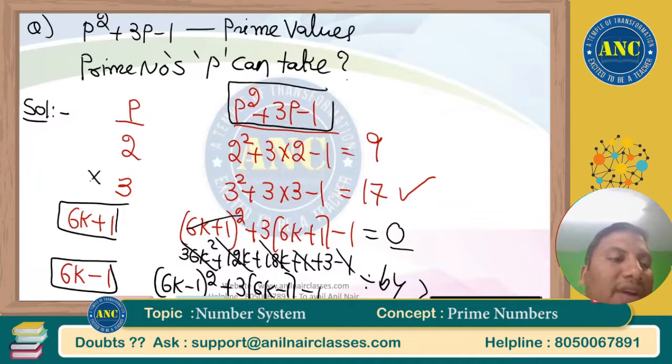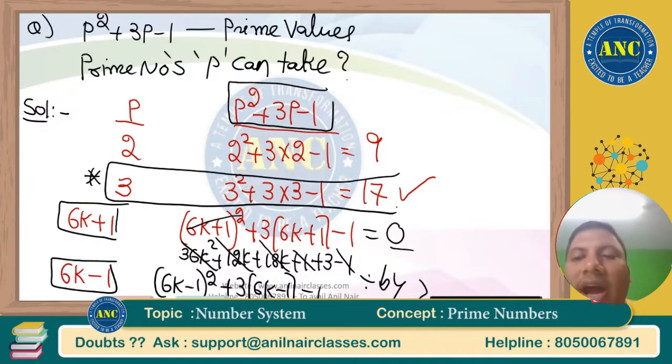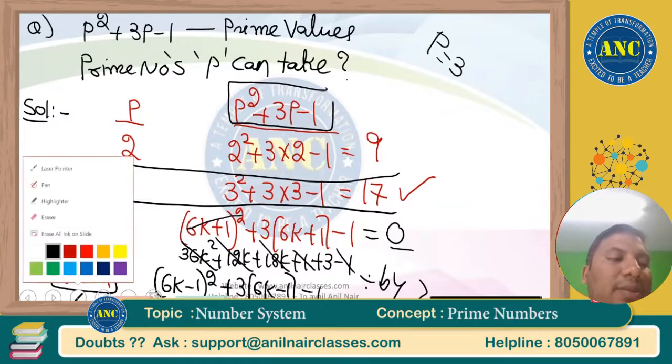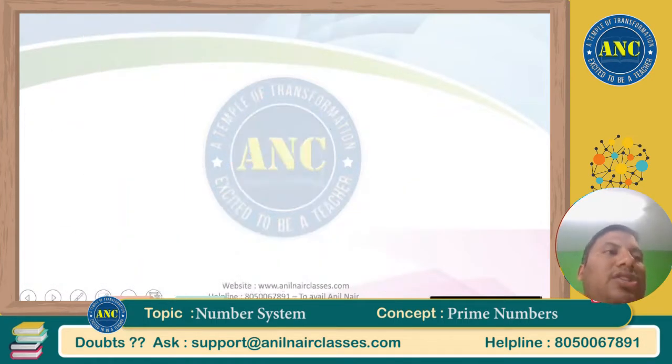So how many prime values can P take? P can take only one prime value, and the value is P equal to 3, and the expression value is 17. Idea clear? Every prime number greater than 3 is of the form 6k plus or minus 1. Concept 2. Another beautiful question, sir.